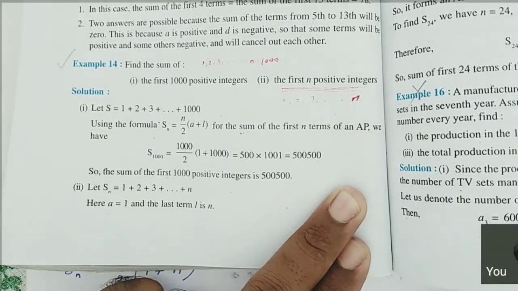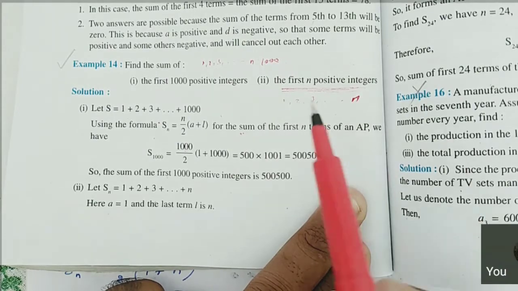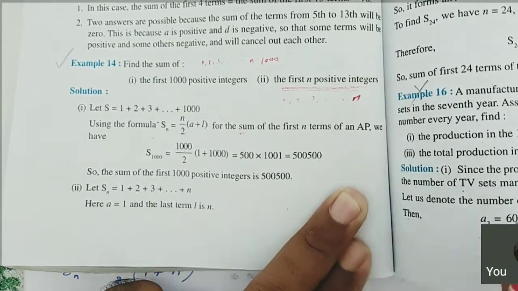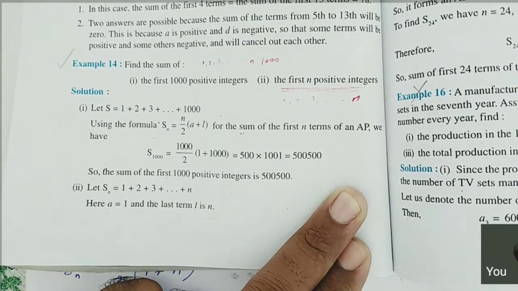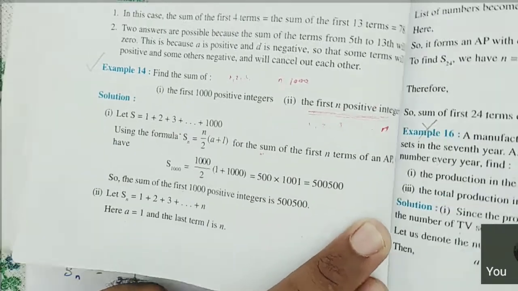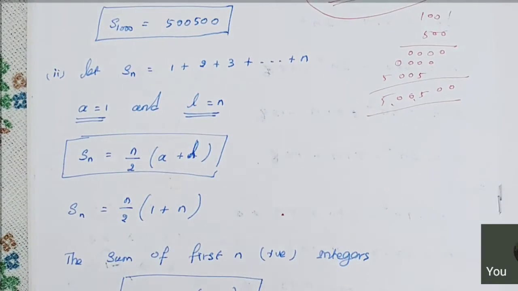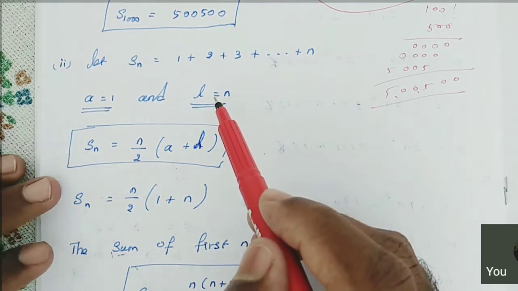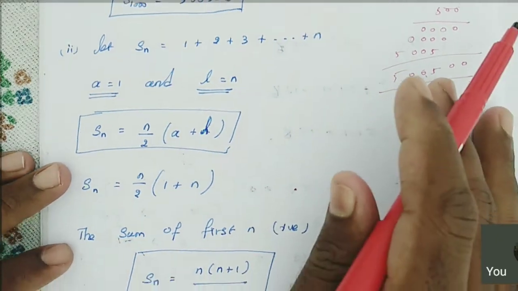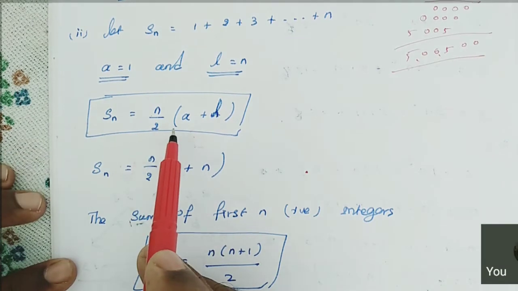Are you clear? Here the last term they gave was 1000. Here they didn't mention the last term. They said it is the first n positive integers, so the last term is n. Now as usual, the a value is 1, the d value is 1, the l value is n. So the same formula you can use: Sn is equal to n by 2 (a plus l).